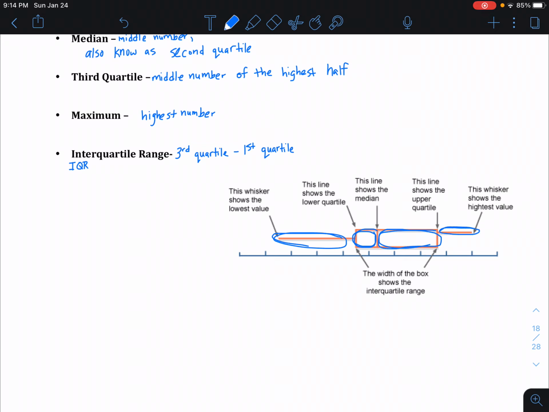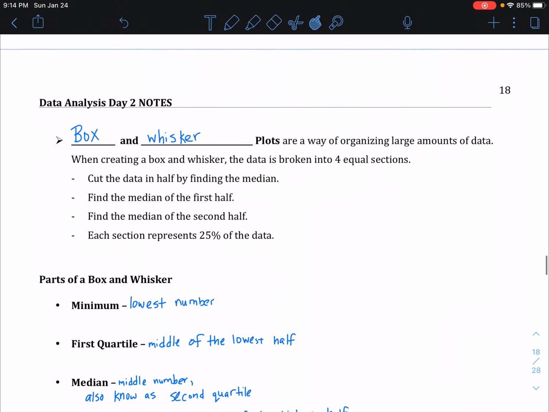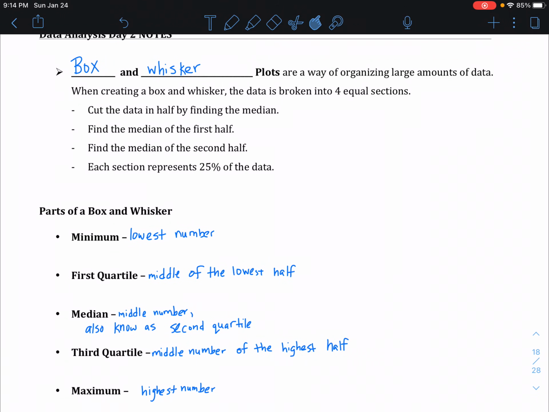And of course, when I say where the numbers are, usually this number line would have numbers on it, but it's just showing a real abstract view of it. So keep in mind for today that we're talking about how numbers can be spread out over a number line. So when creating a box and whisker, again, it's broken into 4 equal sections, 25% each of each chunk.